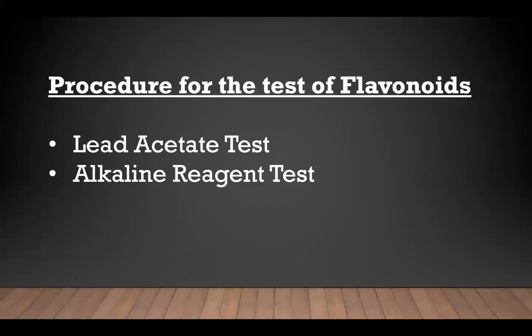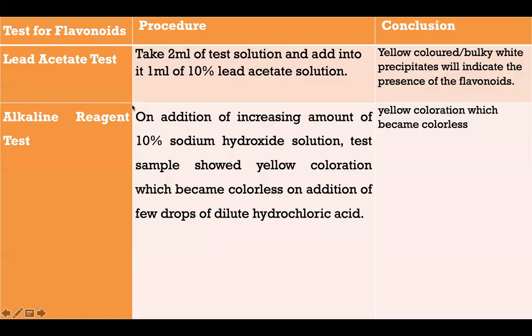Next is the procedure test for the flavonoids. For flavonoids, we use the lead acetate test and the alkaline reagent test. For the lead acetate test, we will take 2 ml of our test sample and add it to 1 ml of 10% lead acetate solution. Yellow coloration or bulky white precipitate will indicate the presence of flavonoids in your sample.